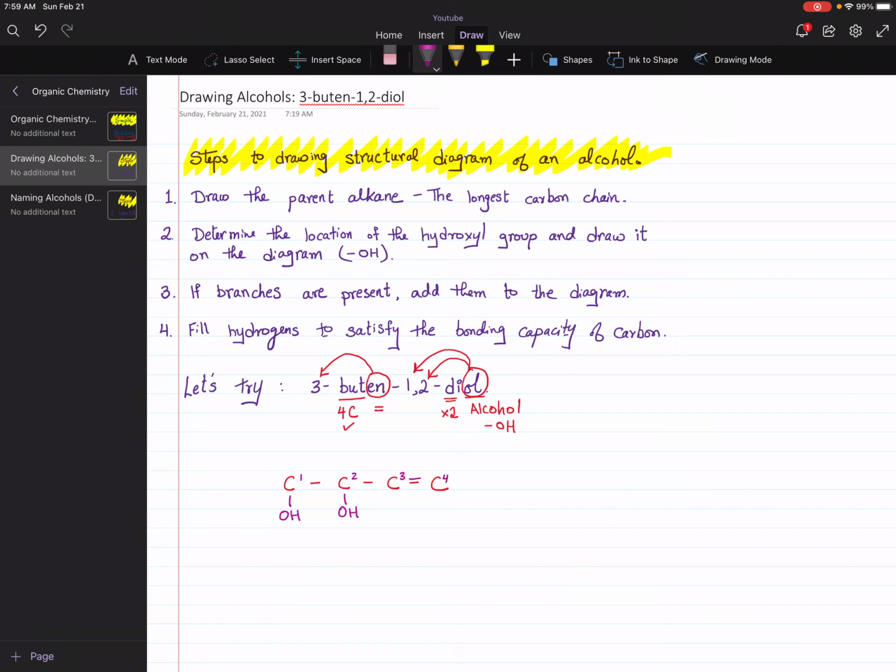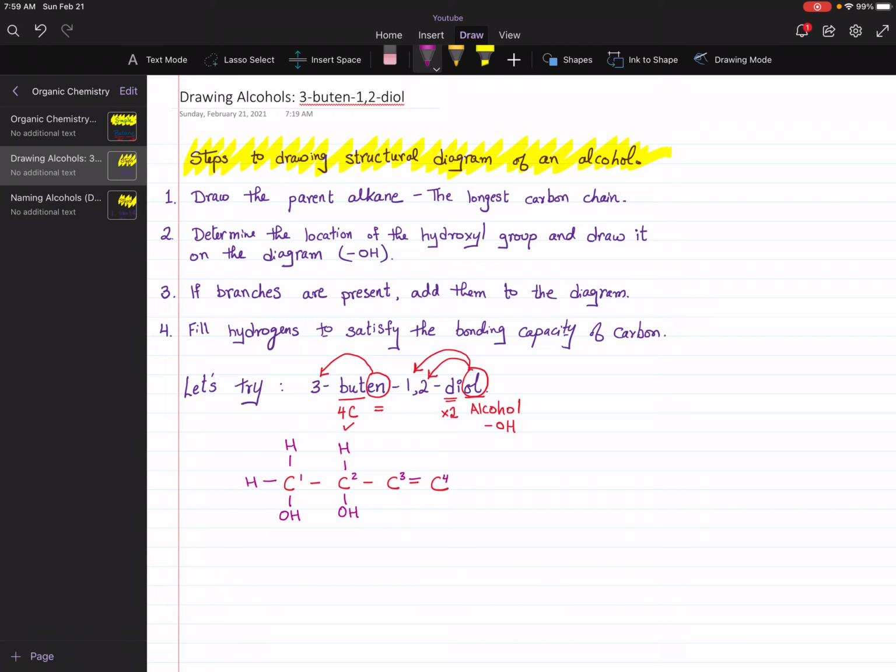The last step is to fill in hydrogens so that we can satisfy the bonding capacity of carbons, which is 4. So each carbon has to have 4 bonds. Looking at carbon 1, it is right now bonding to 2 other atoms. It's using 2 of its 4 bonding capacity. So we have to add 2 more hydrogens to it. The second carbon has 3 bonds right now, and needs 1 more to get to 4. Carbon 3 has 3 bonds. There's a double bond and a single bond. So we have already consumed 3 bonding capacity. We have 1 more left to go.